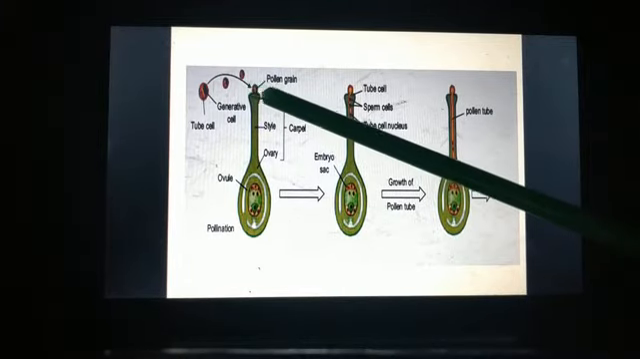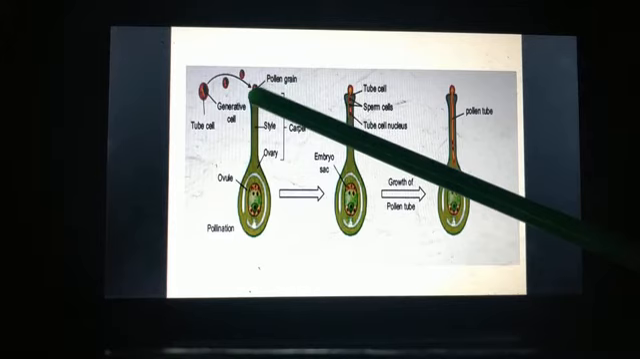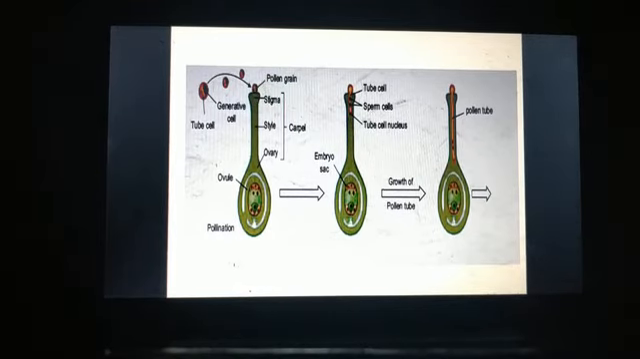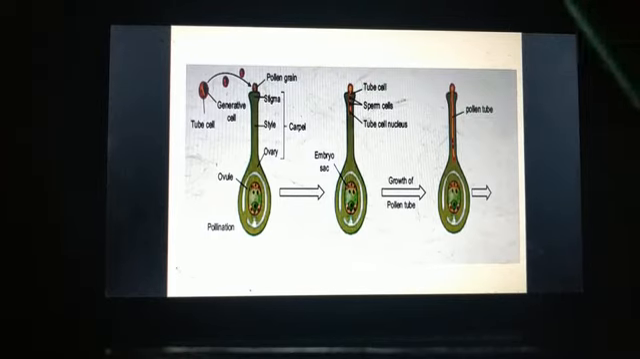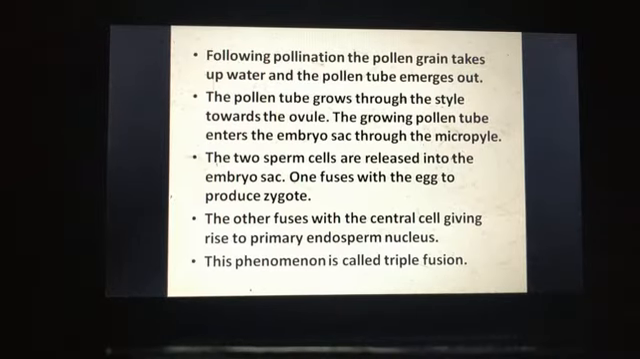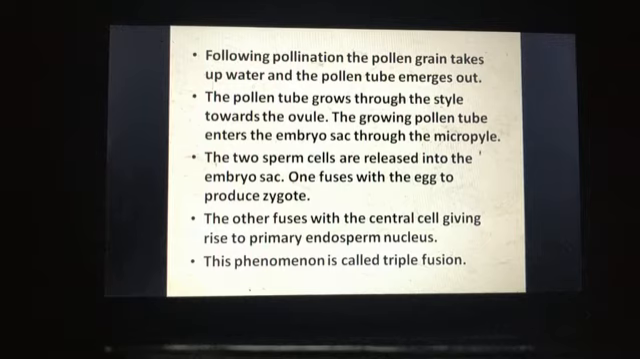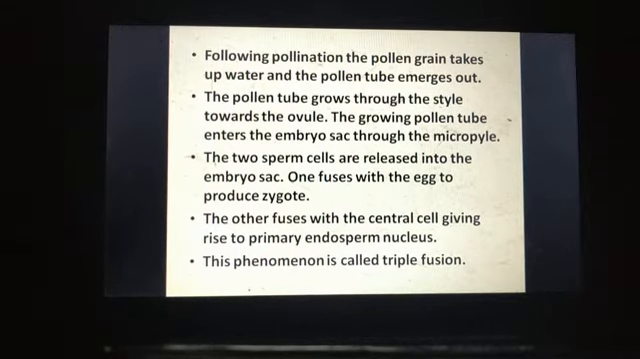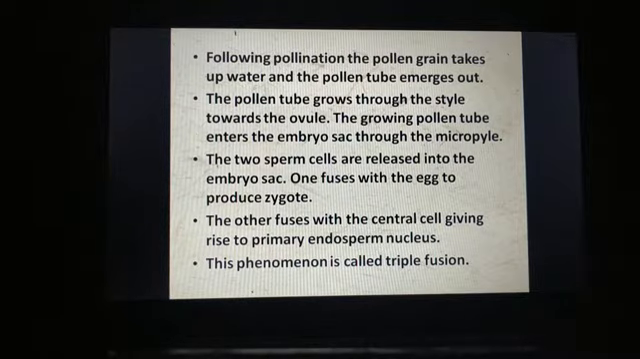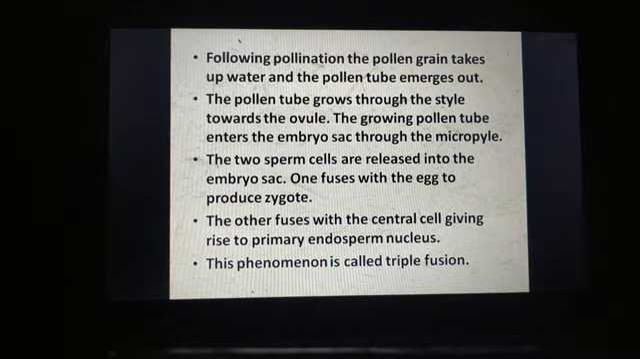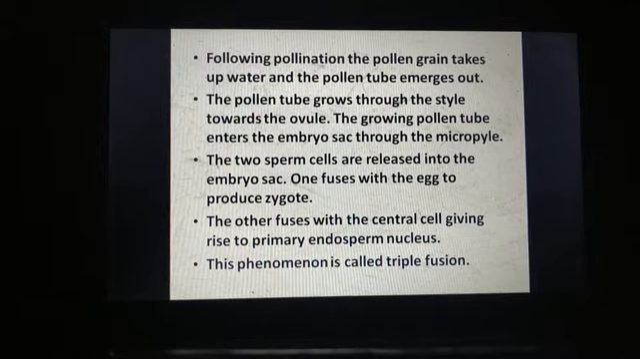Did you remember, students? This upper part is our stigma. So the pollen grains are transferred to the stigma. Following pollination, the pollen grain takes up water and the pollen tube emerges out. Now this pollen tube grows through the style towards the ovule, that is, the pollen tube will reach the ovule, that is the female part.